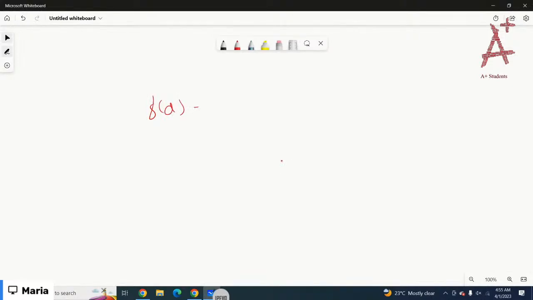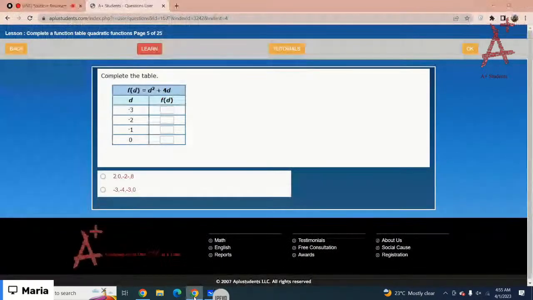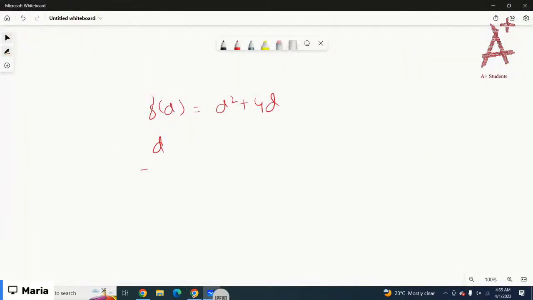F d equal, it would be -3, -2, -1 and 0. Okay, let's just start with -3. F of -3 would be -3 square plus 4 times -3. So -3 square is 9, and minus 12. 9 minus 12 is -3. So here you have -3.